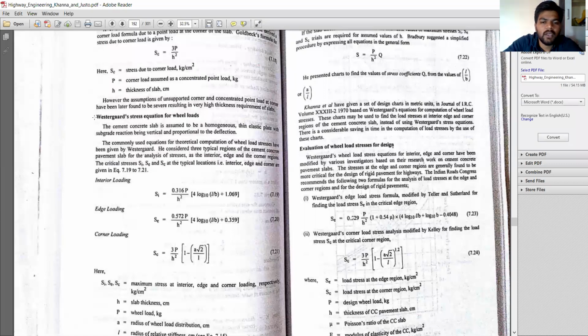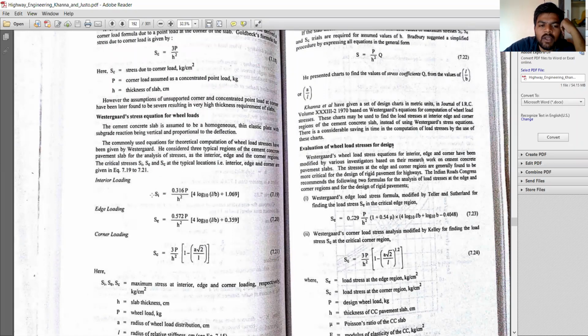corner load. Here you just imagine a slab. In that slab, interior loading application, edge loading application, corner loading application. You just imagine where the point of load application is. Here, Westergaard has given three equations: SI, SE, SC. SI indicates stress at interior loading, stress at edge loading, stress at corner loading.